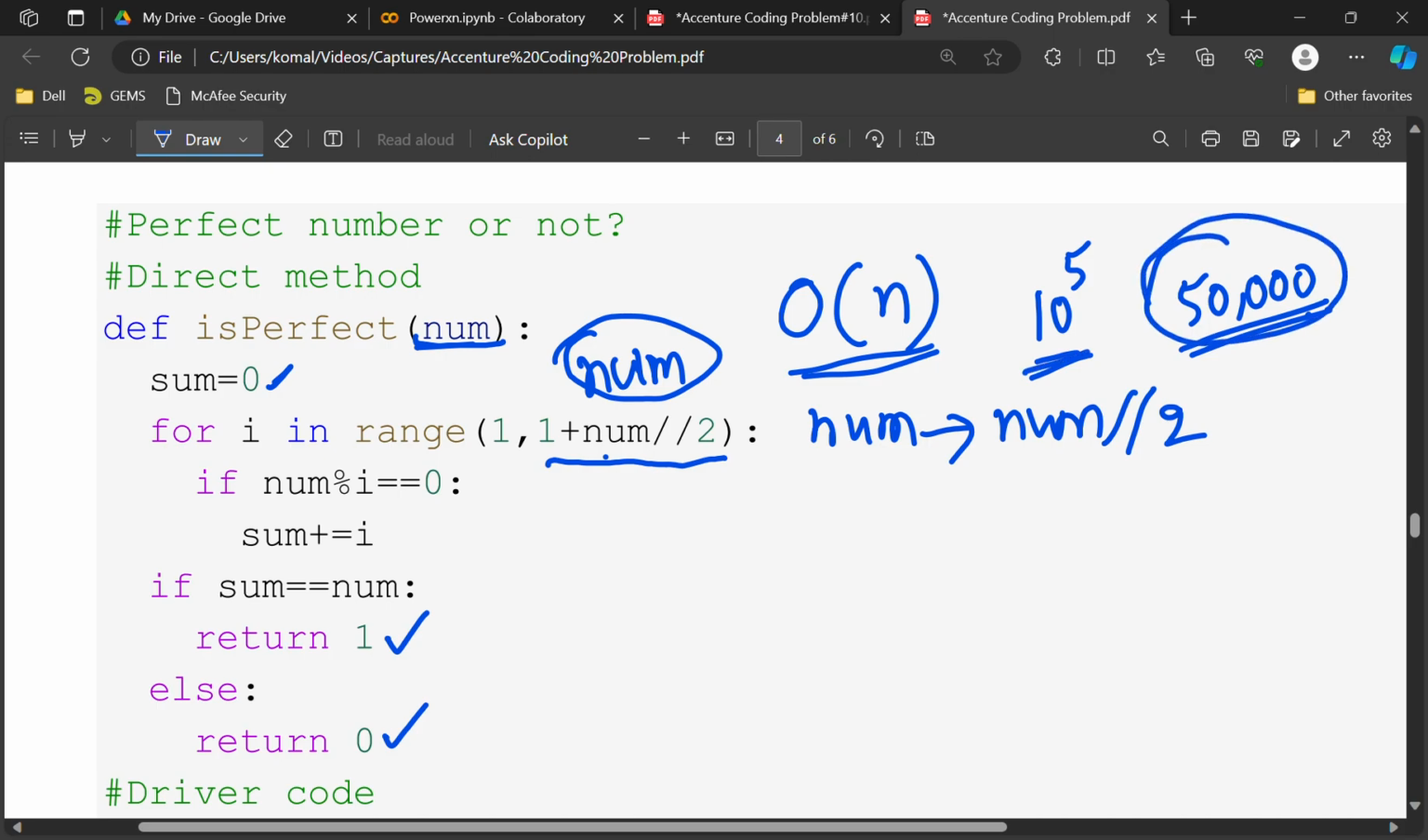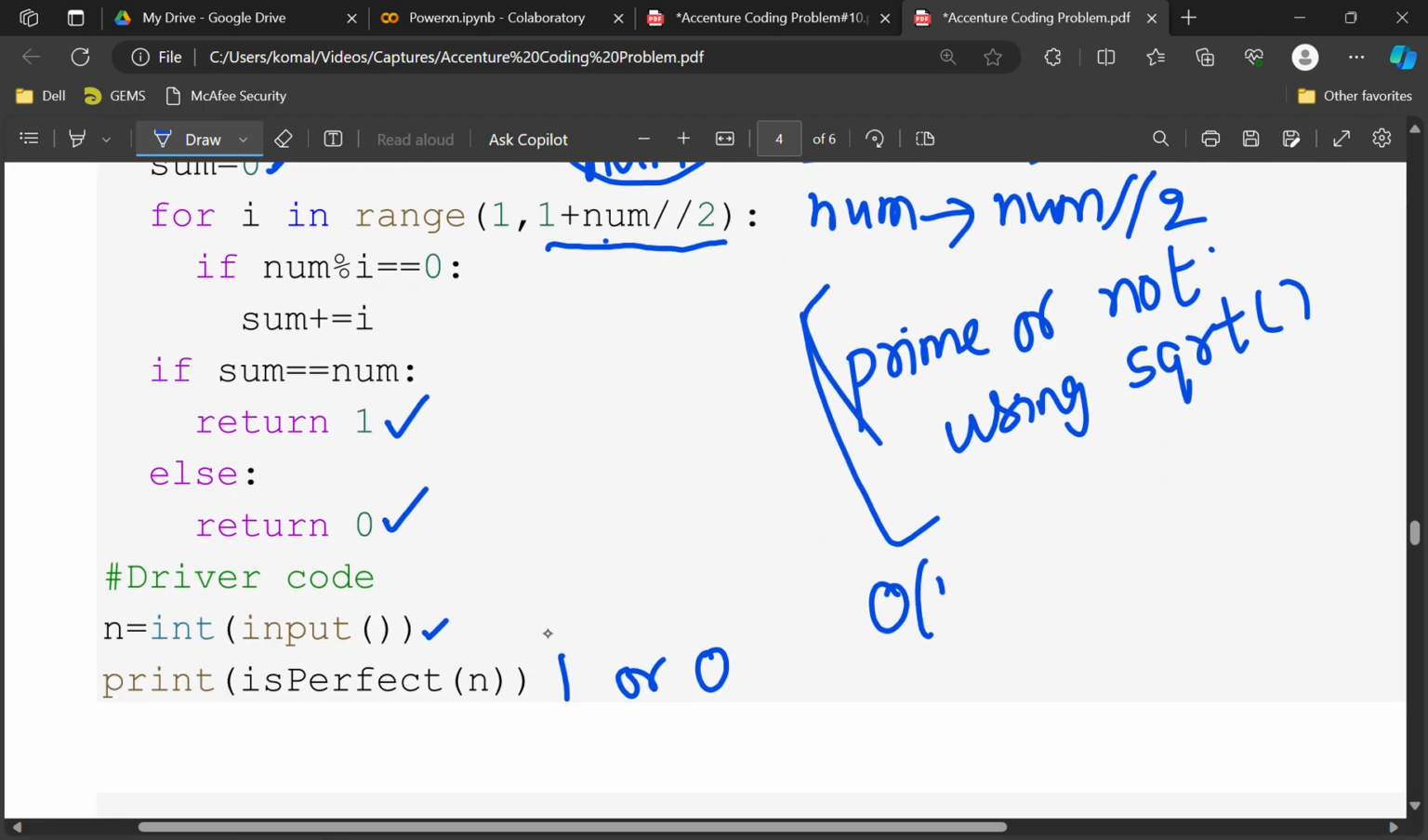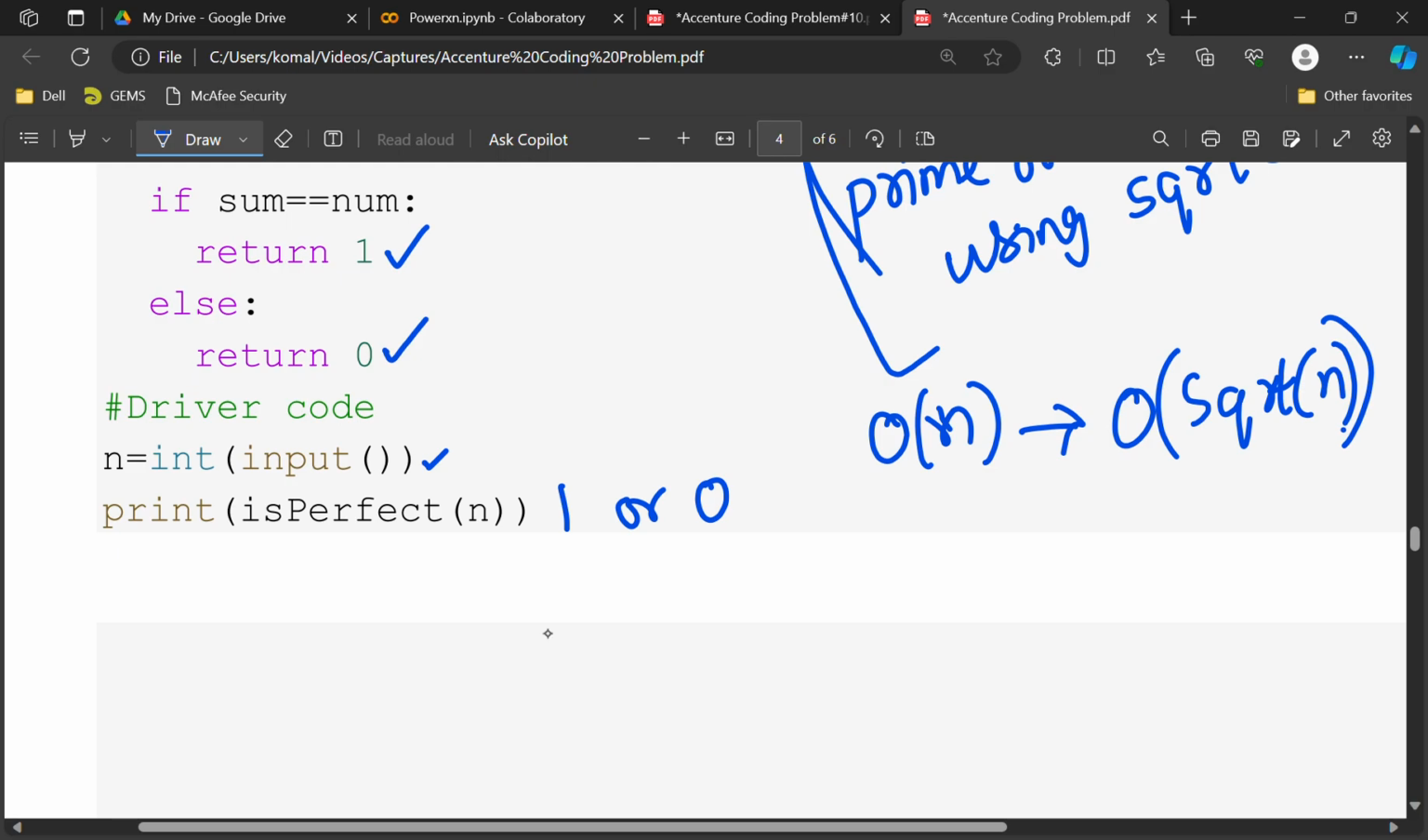For this optimization, what is the approach I am going to use? I am going to use the logic that we apply for checking whether the given number is prime or not, using the square root method. This will bring down the time complexity from big O of n to big O of square root of n. Let us assume n is 10,000.